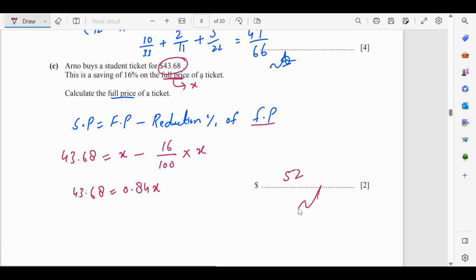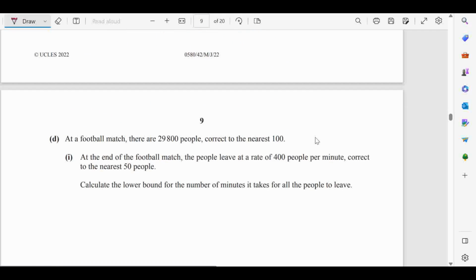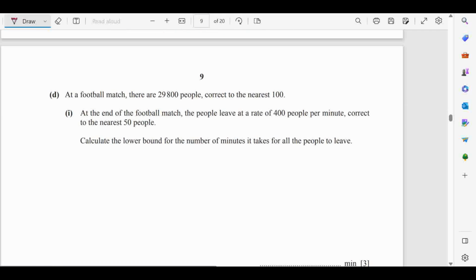I hope that the concept is clear. Let's move to the next part, the part D.